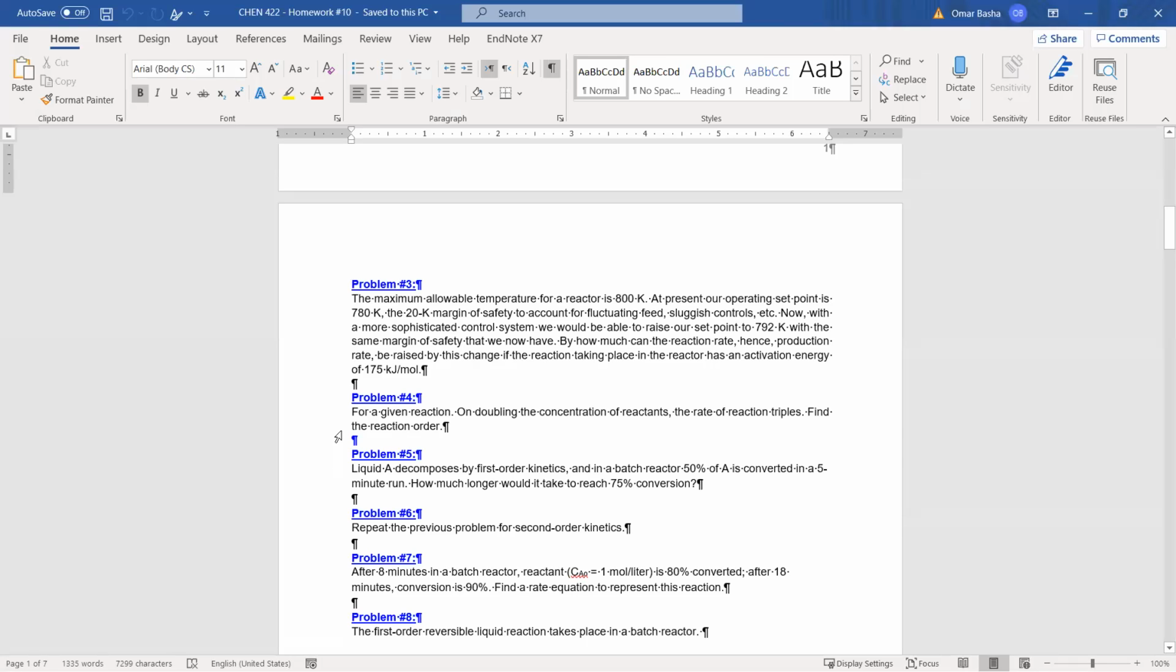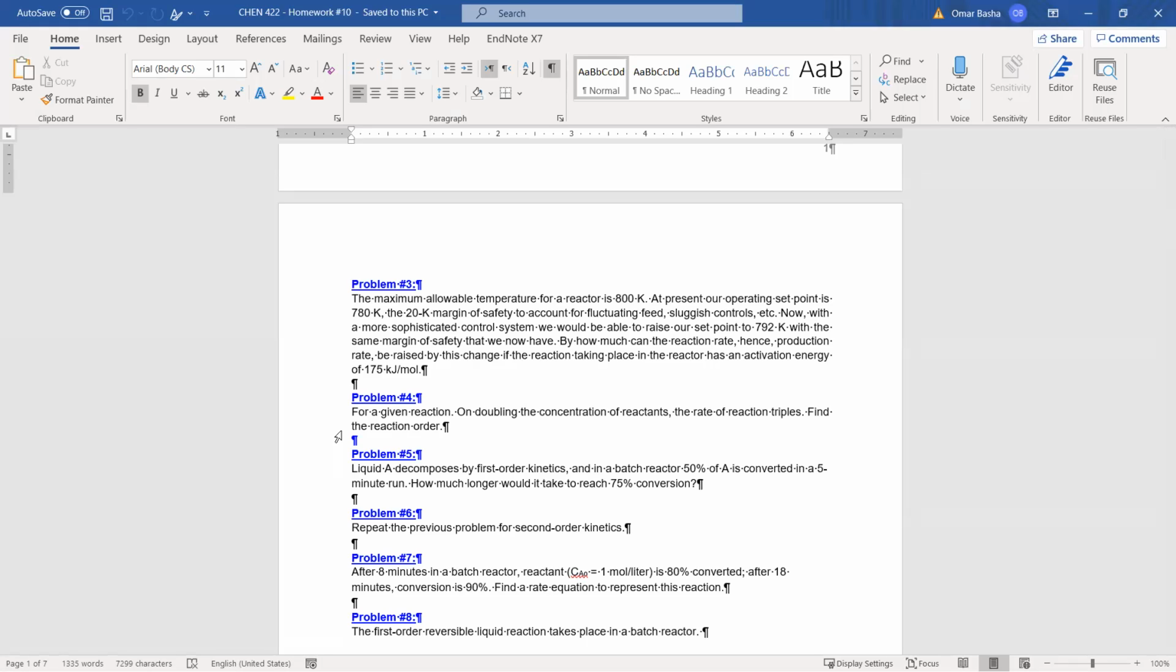Okay, the maximum allowable temperature for a reactor is 800 Kelvin. At present, our operating set point is 780, a 20 Kelvin margin of safety to account for fluctuating feed, sluggish controls, etc. So you're operating at 780 K, your maximum allowable temperature is 800 Kelvin, and you give yourself a 20 Kelvin margin of safety. Now you have a more sophisticated control system. You want to raise your set point to 792, right?